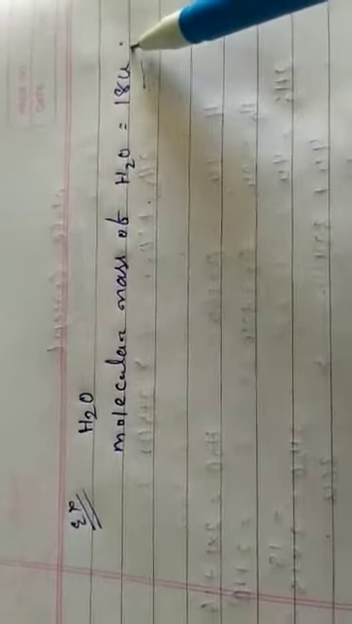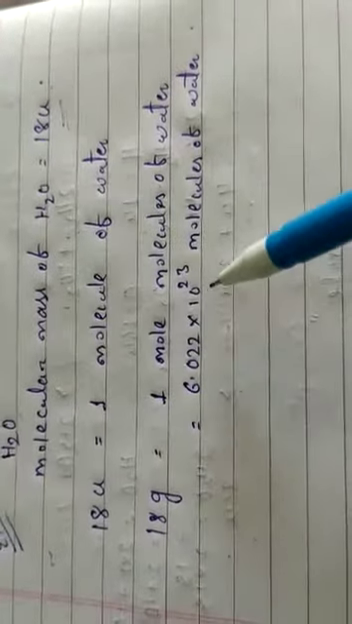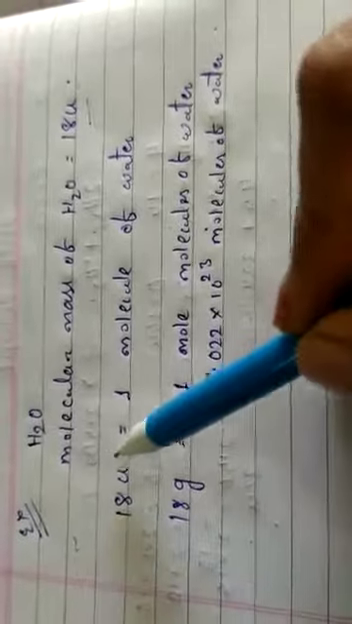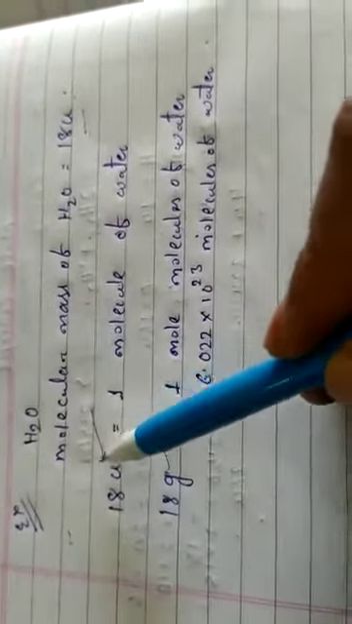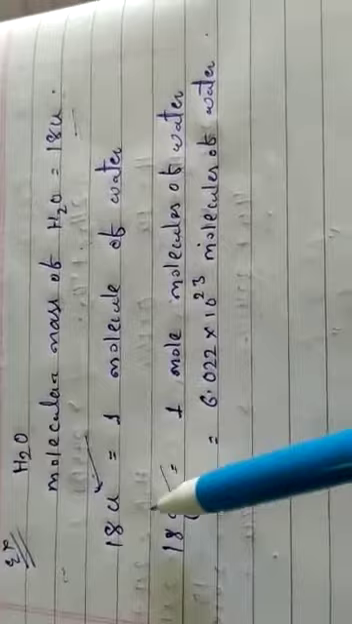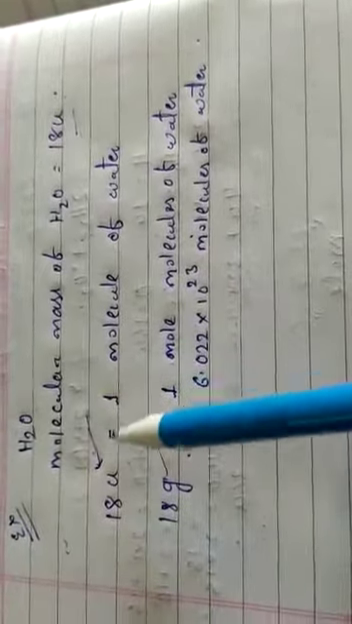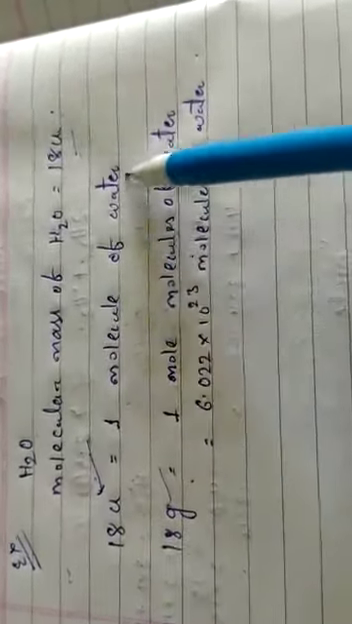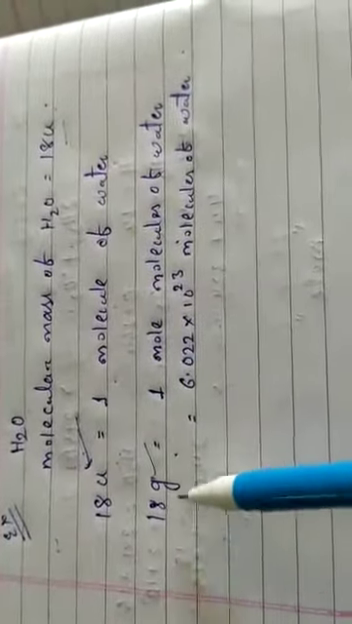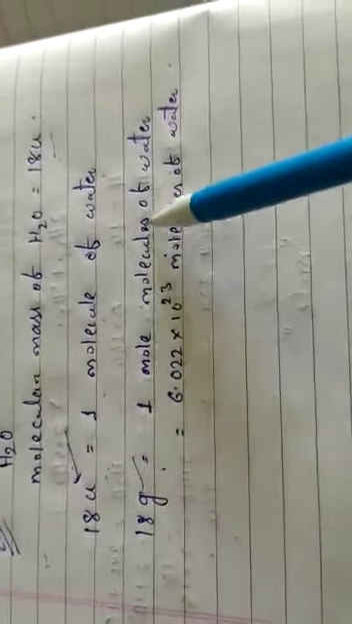we had calculated the molecular mass before, that is 18 U. So from here we can say that 18 U of water is only 1 molecule of water, but 18 gram of water has 1 mole of molecules of water. The difference between U and G, atomic or molecular mass and molar mass: 18 U indicates 1 molecule of water, but 18 gram is the molar mass and indicates 1 mole of molecules of water.